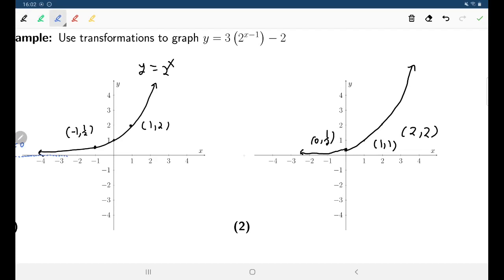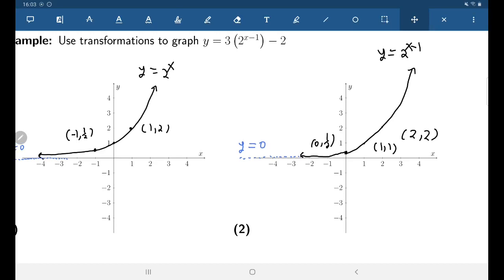The y equals 0, that horizontal asymptote, should still be where it is, because if you take a horizontal line and move it to the left or to the right, it's the same horizontal line. So we should still have the horizontal asymptote y equals 0. So this is the graph of y equals 2 to the x minus 1.